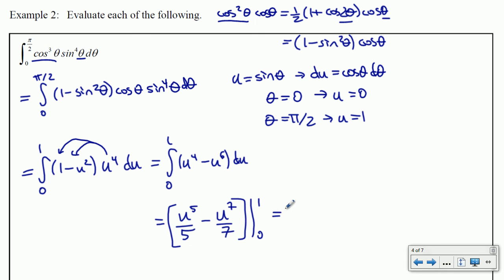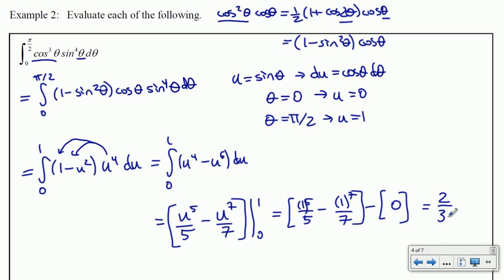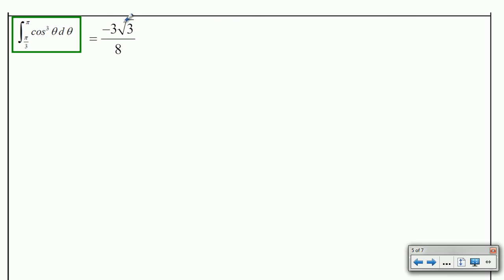So next we would have 1 to the 5th divided by 5 minus 1 to the 7th divided by 7, minus 0 to the 5th divided by 5 minus 0 to the 7th divided by 7, so that's basically just 0. So we would do 1/5 minus 1/7, which is 2 over 35. So this next one I'll let you do. I'll leave it to you to prove that this is the result.